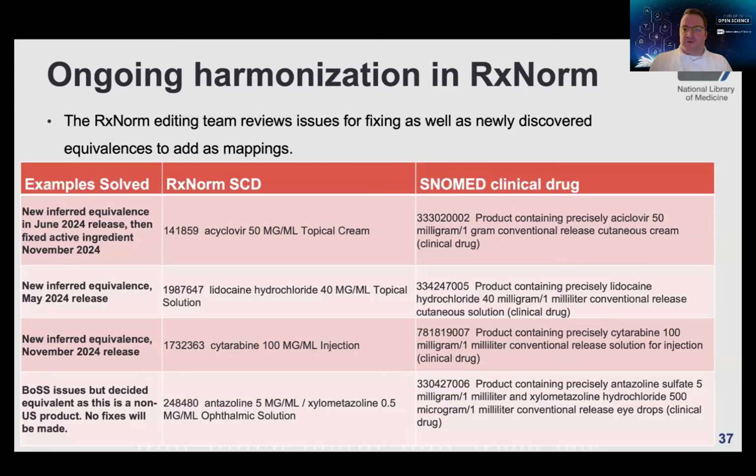Lister Hill started working with the RxNorm editors on a harmonization process. The RxNorm editing team reviews issues for fixing as well as newly discovered equivalences to add as mappings. So this table is just a few examples of those that have been solved along with release dates on the left-hand side. And the second and third column are the drug products from each respective source. The last example demonstrates an ingredient issue for a non-US product where no fixes were made. And like I said, this harmonization is ongoing.